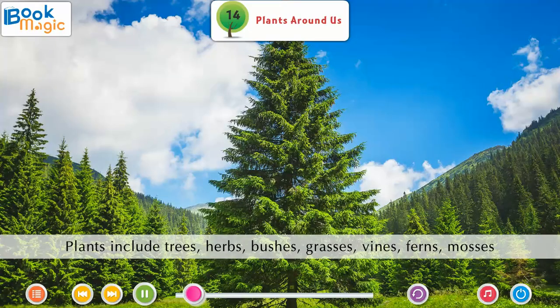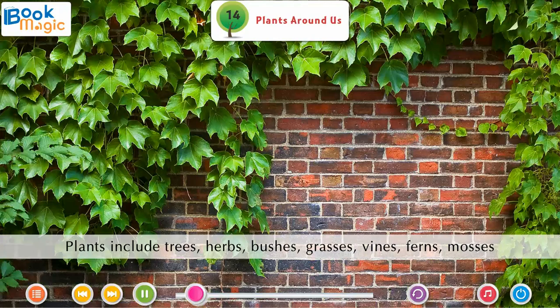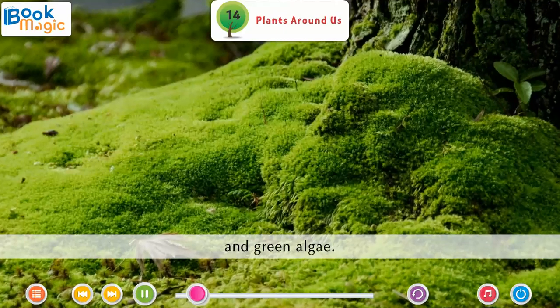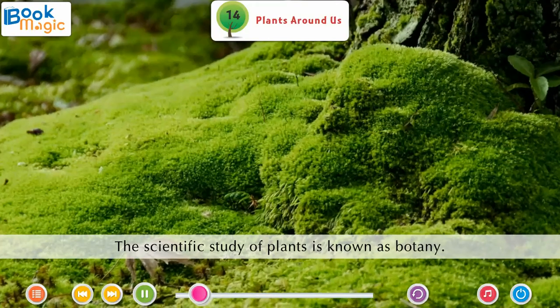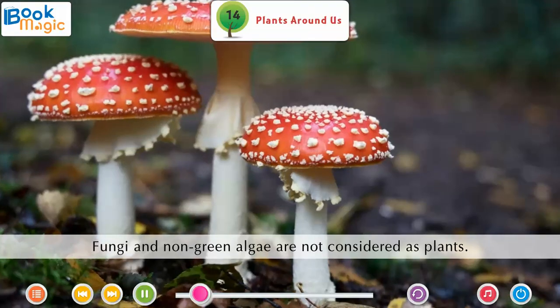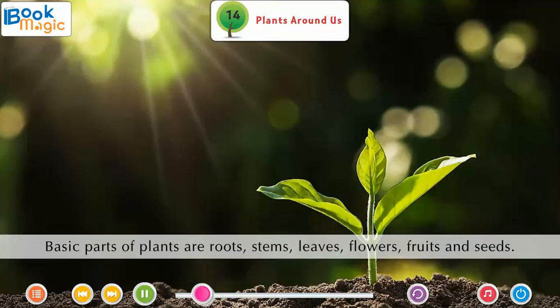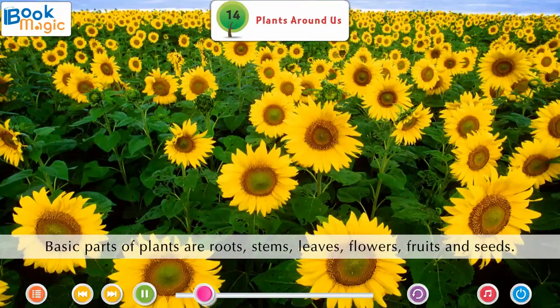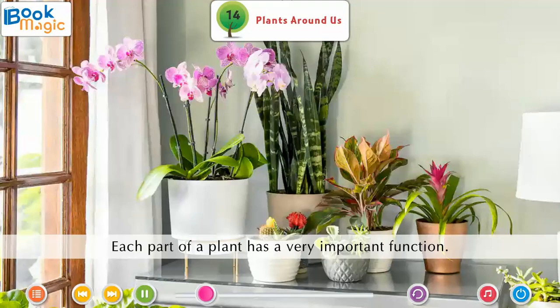Plants include trees, herbs, bushes, grasses, vines, ferns, mosses, and green algae. The scientific study of plants is known as botany. Fungi and non-green algae are not considered as plants. Basic parts of plants are roots, stems, leaves, flowers, fruits and seeds. Each part of a plant has a very important function.